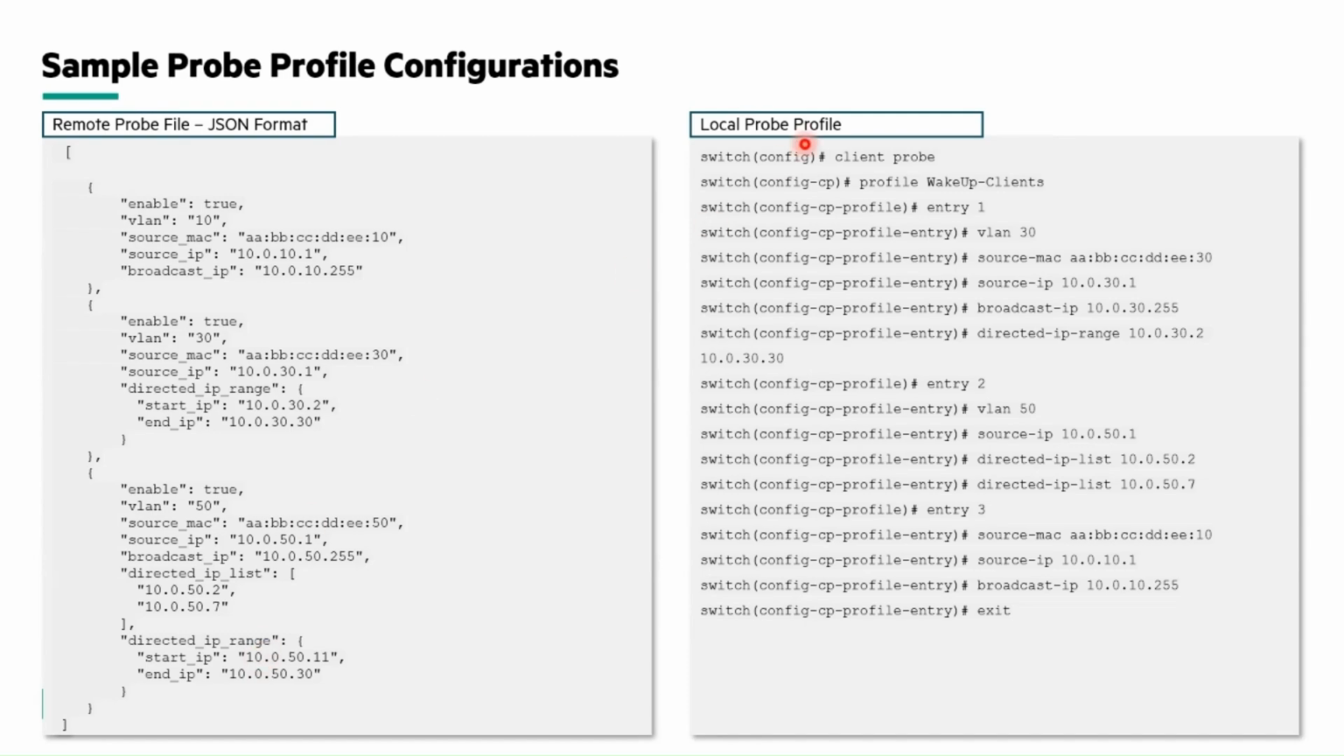Next comes the local probe profile sample configuration. You have to go to the client probe configuration context, and then configure the profile with the corresponding name and create an entry for each VLAN. It will be like entry and then the entry number, and then you provide the VLAN, source MAC, IP, and the destination IP options.